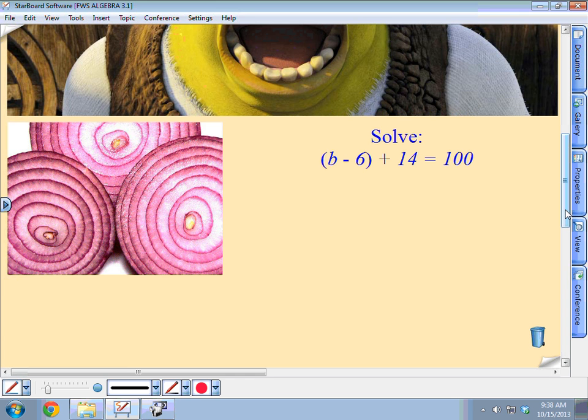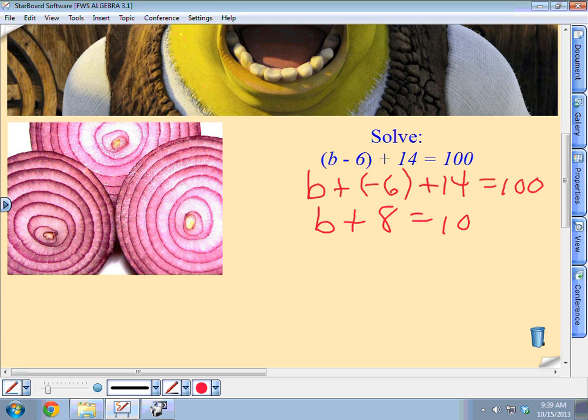So, -6 plus... Well, start with what you have there, right? B, and we're going to change our subtraction to a plus -6. Well, yeah, -6. There you go. And then, once you have that, how can you simplify that? Now is where you're going to use that transformation by substitution. If I'm adding -6 and 14, what can I substitute for that? 8. Positive 8. Good. So I can say B plus 8 equals 100.